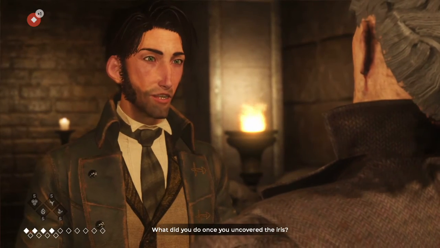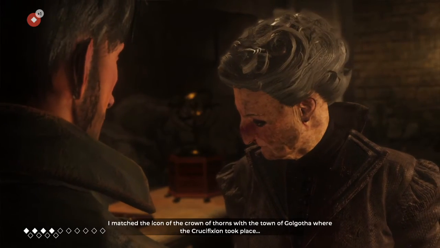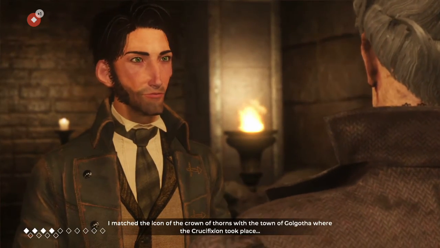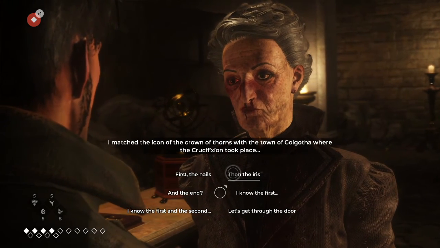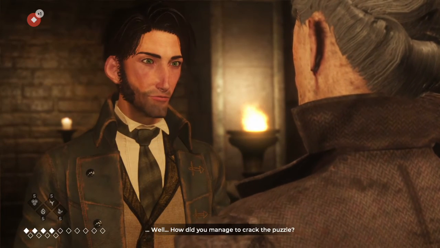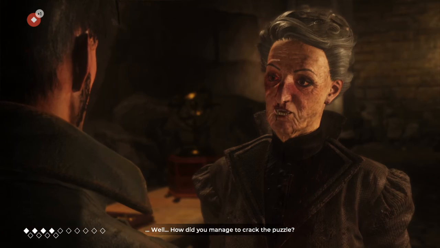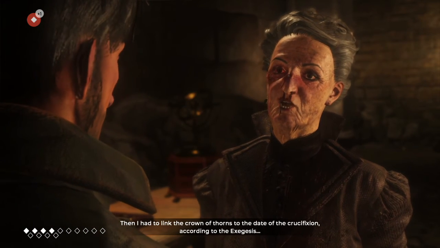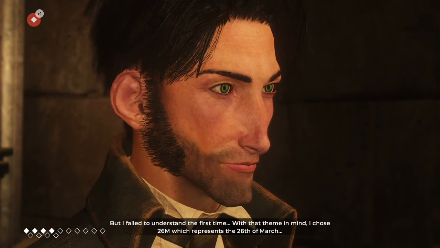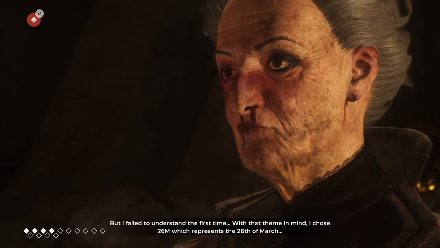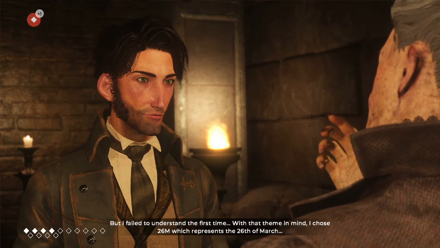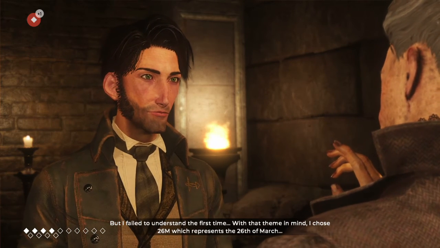What did you do once you uncovered the iris? I matched the icon of the Crown of Thorns with the town of Golgotha, where the crucifixion took place. Okay, that's what I did. Well, how did you manage to crack the puzzle? Then I had to link the Crown of Thorns to the date of the crucifixion, according to the exegesis. But I failed to understand the first time. With that theme in mind, I chose 26M, which represents the 26th of March.